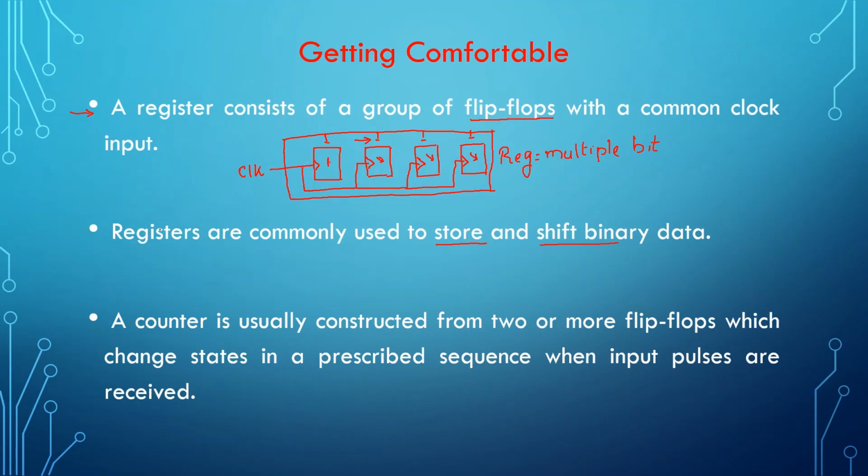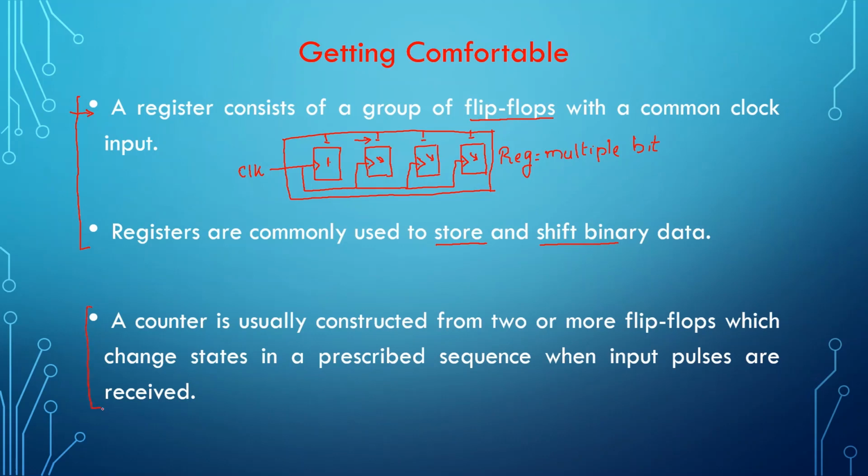This is one thing. The second topic I need to do is, my topic says registers and counters, right? So I am making you comfortable with what a register is. So we know what registers are. Registers are a group of flip-flops which are connected together, connected to a common clock input. And the usage of the register is to store multiple data and also to shift the data. Shifting the data I have not yet studied, so let's look into that later.